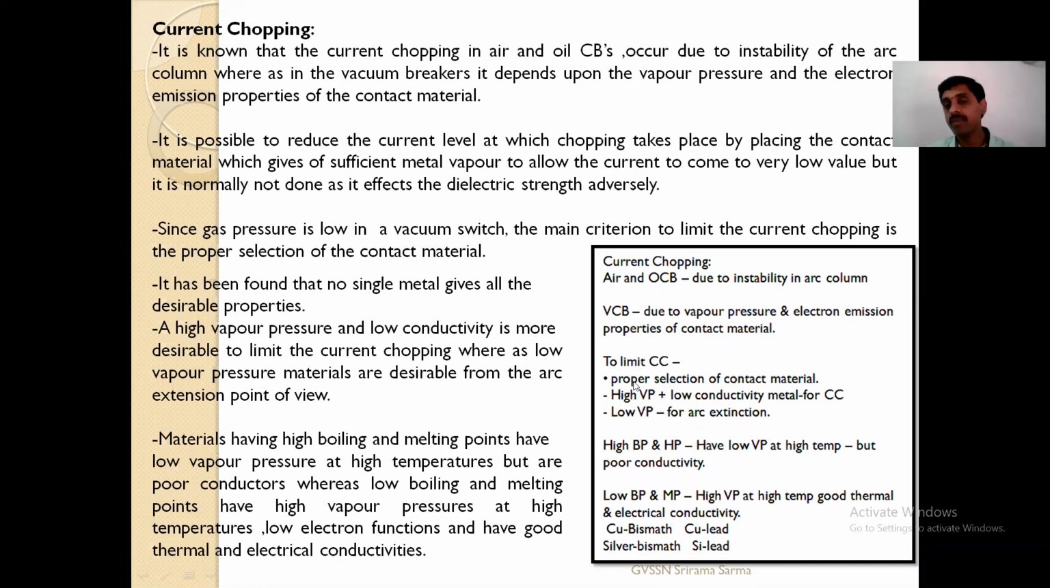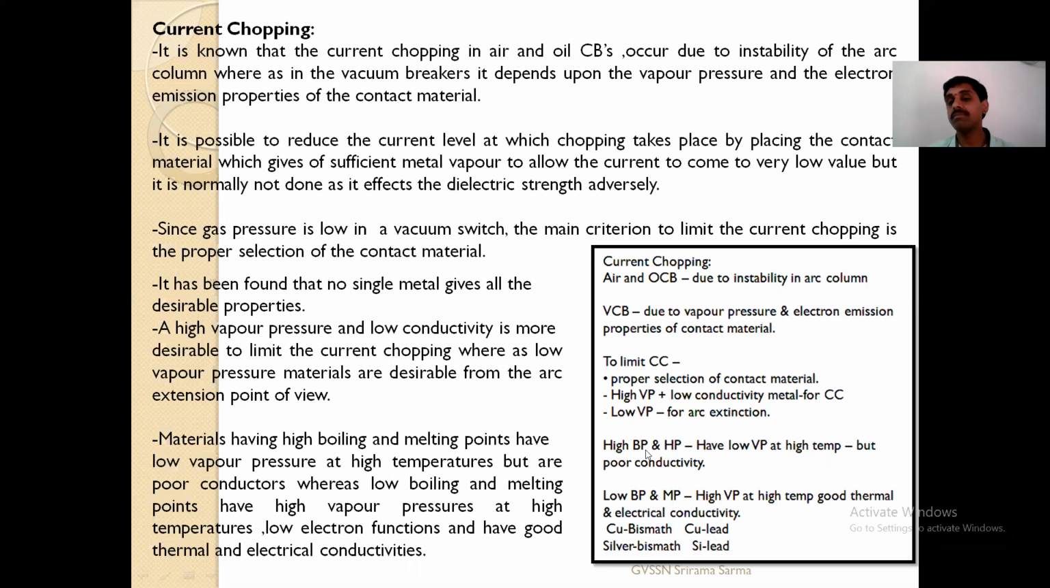So to limit current chopping, proper selection of the contact material is required. High vapor pressure, low conductivity metal is used for current chopping, because high vapor pressure, low conductivity means the arc is stable for some time. Low vapor pressure is for arc extension. That means if you want to extend the arc, vapor pressure must be less. If you want to avoid current chopping, high vapor pressure is required. If you want both advantages, no current chopping and fast extension, you need a combination of these metals.